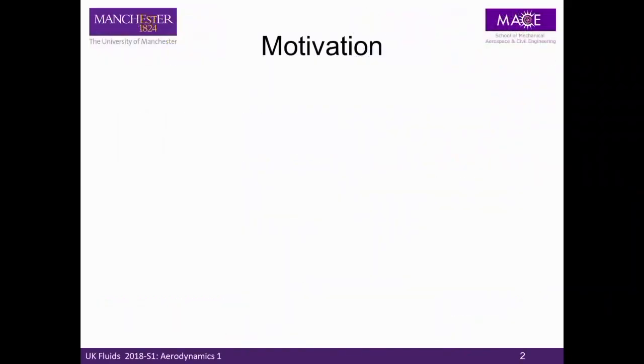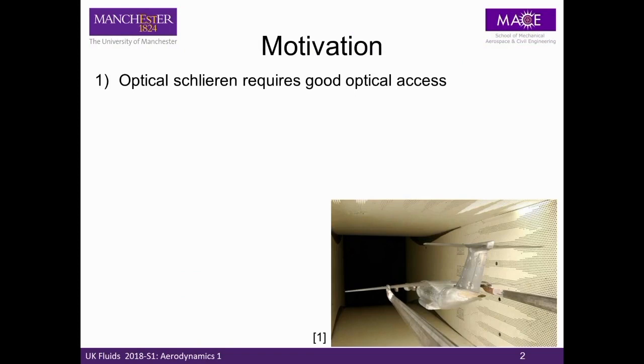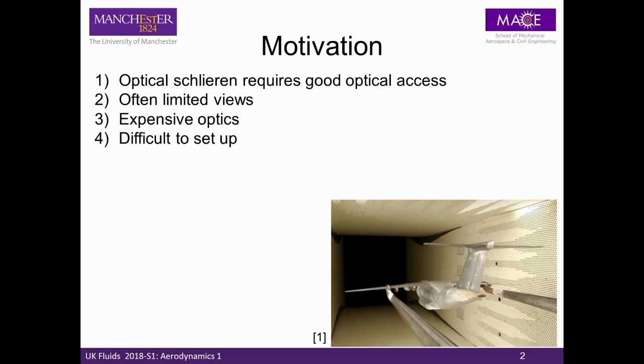So, first of all, why do we care about this? Well, optical Schlieren, which is the established technique, requires good optical access. And if you've got a wind tunnel, specifically a transonic wind tunnel, you don't really have very good optical access. Often, you have limited views. The optics themselves are expensive. It's very difficult to set up.